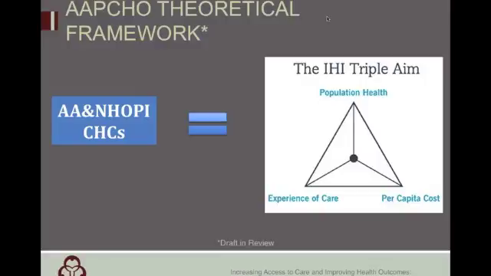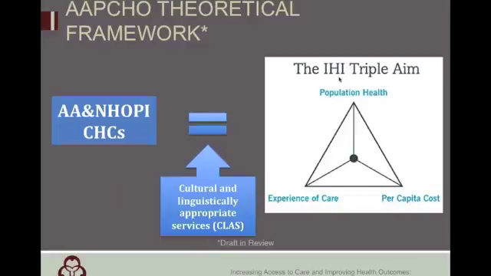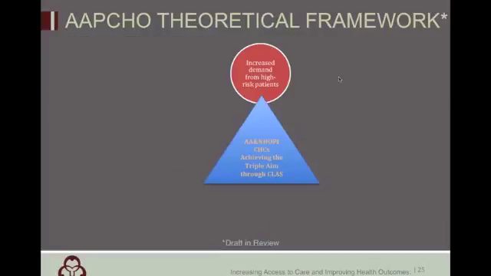Great, thank you. So these types of data that I just mentioned can really help us inform studies that can help with our theoretical framework that we're proposing. So one of our theories at APTSHO is that AA&NHOPI serving health centers achieve the triple aim goals of improved population health, improved patient experience and quality of care, and reduced costs through the provision of high-quality culturally and linguistically appropriate services. Love the animation that you can do nowadays. And if you could go to the next slide.